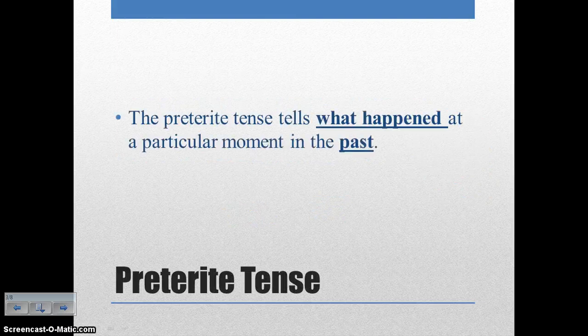All right, so when do we use the preterite tense? Well, the preterite tense tells what happened at a particular moment in the past. So this action is already completed.